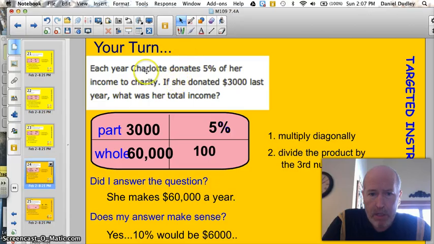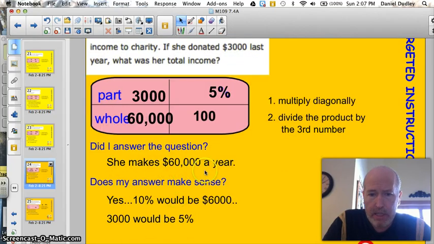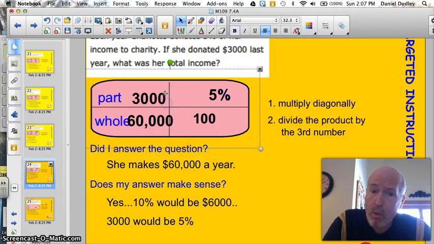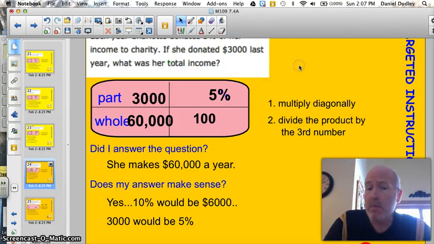All right, let me just make sure I answered the question. If she donated $3,000 last year, what was her total income? So I'm saying that 3,000 over 60,000 is 5%, or 5 out of 100. So I said that she makes $60,000 a year. What was her total income last year? 60,000. Does my answer make sense? Yeah. If she were to give 10% of her income, 10% of 60,000 would be 6,000. So 5% would be 3,000. So yes, my answer makes sense.